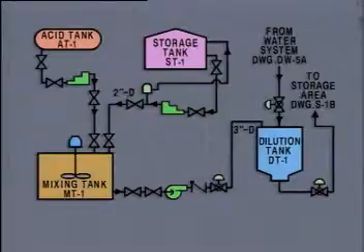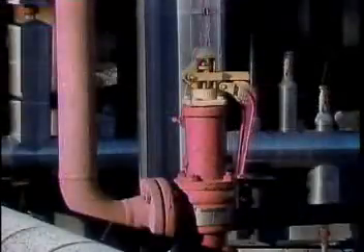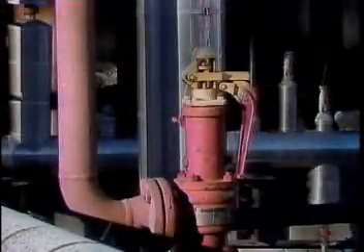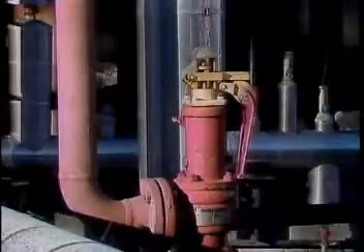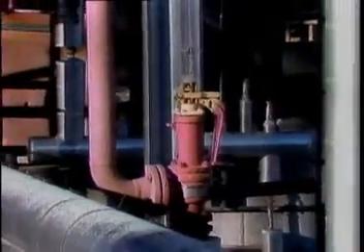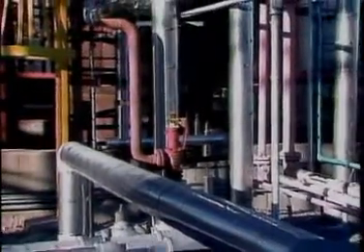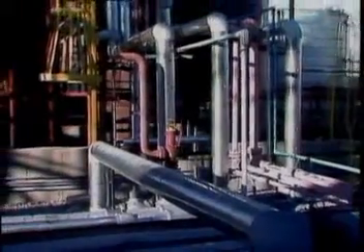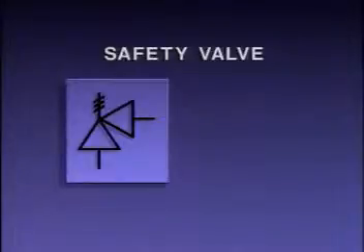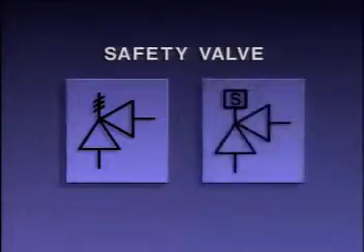We've looked at the symbols for all the valves used in this system. Other systems may use other kinds of valves. For example, many systems use safety valves to relieve pressure. Safety valves are designed to pop open when system pressure exceeds a preset limit and stay open until system pressure drops below the pressure at which the valve is set to open. This is a common symbol used for a safety valve. You may also see it represented this way.